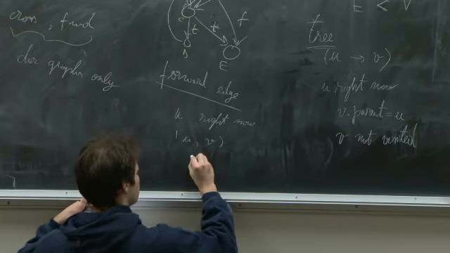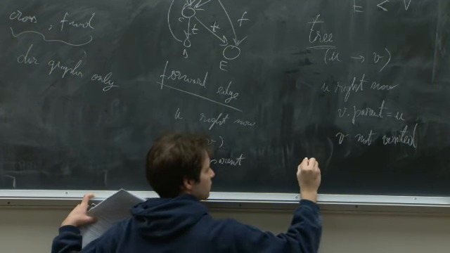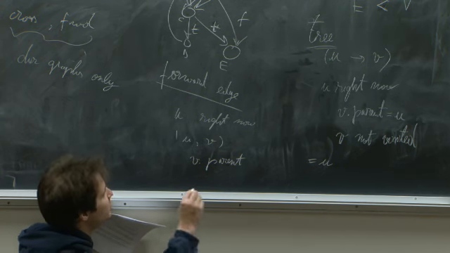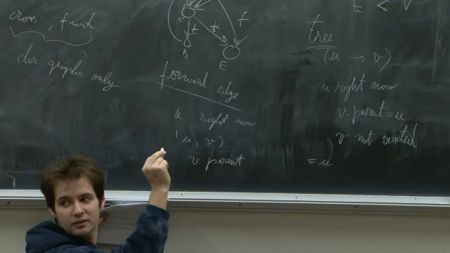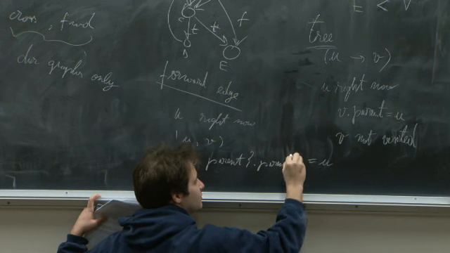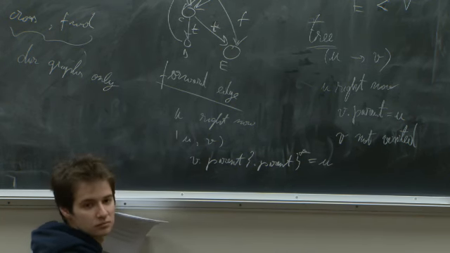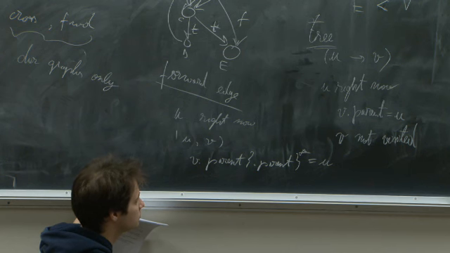No. Not necessarily. V dot parent is U, so it can be the parent or the grandparent. You have to be somewhere up the tree, right? There has to be more than one dot parent, because otherwise it'd be a tree edge. It can't just be one parent. So you have to recurse up more than once.